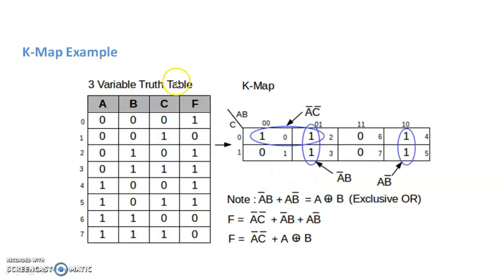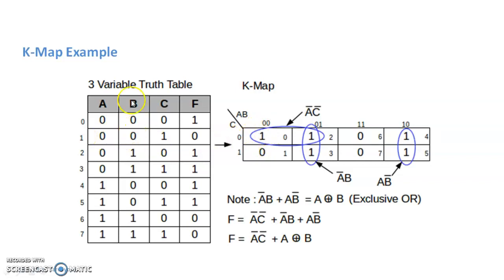This is the example of a 3-variable truth table. In a 3-variable truth table, the first condition is when all the inputs are 0: A is 0, B is 0 and C is 0. That time F output is 1. So we indicate that particular cell with the 1.